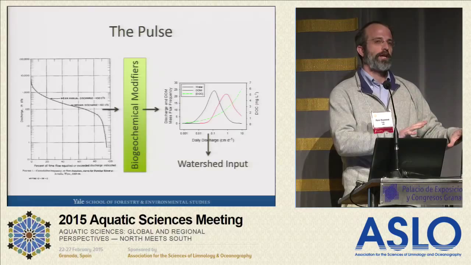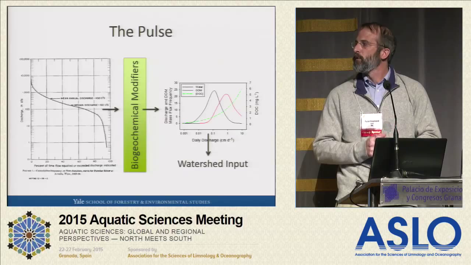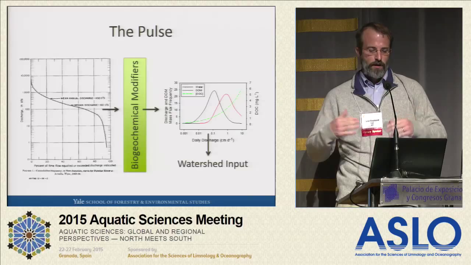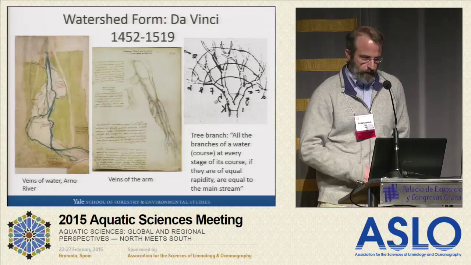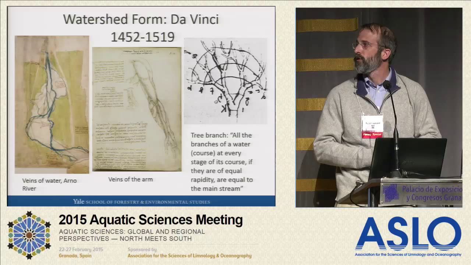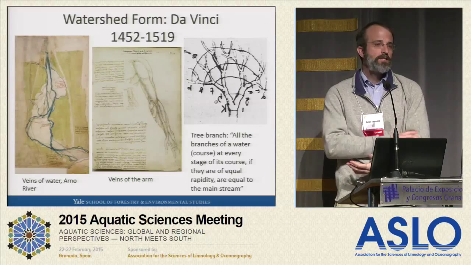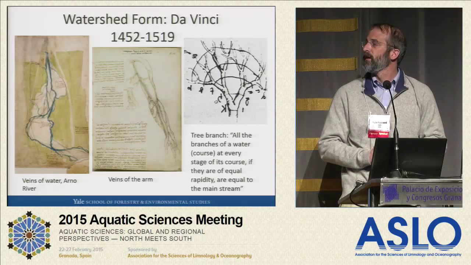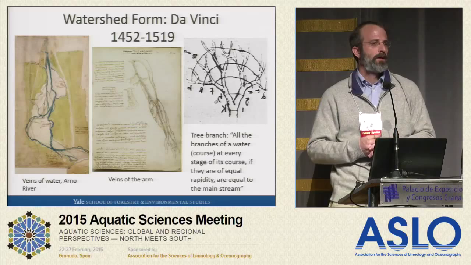And I'm going to now step through looking at watershed scales and scaling exercises that can be included in these very simple biogeochemical models. And watersheds are very cool because they're fractal, right? These three are all drawings by Da Vinci, including a watershed, the veins of a human arm, and the branches of a tree. And Da Vinci recognized in the 1500s that they're very similar. And in fact, watersheds are fractal. He had fractal language in some of his writing.